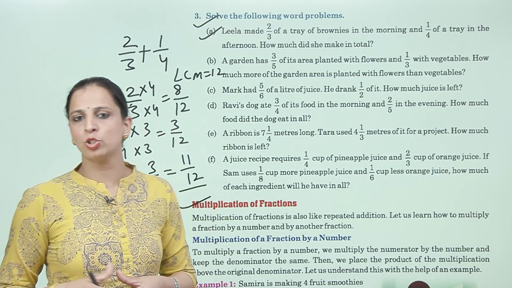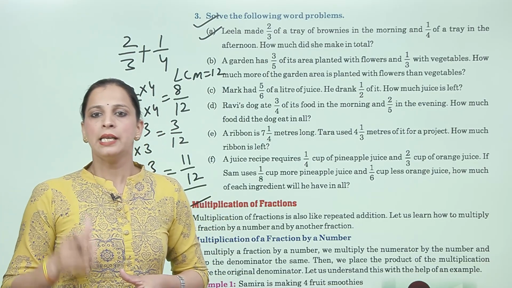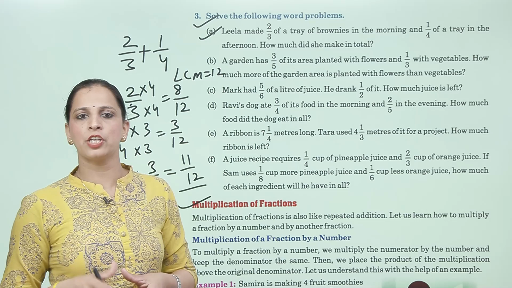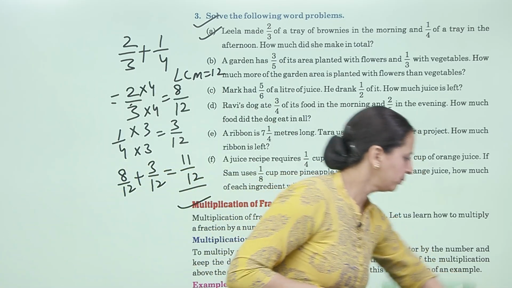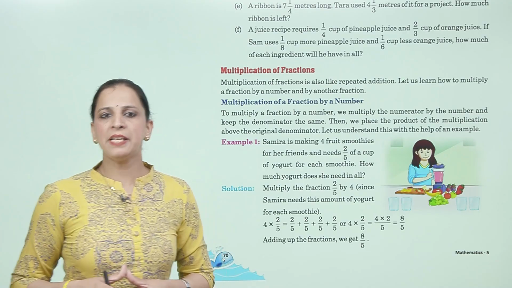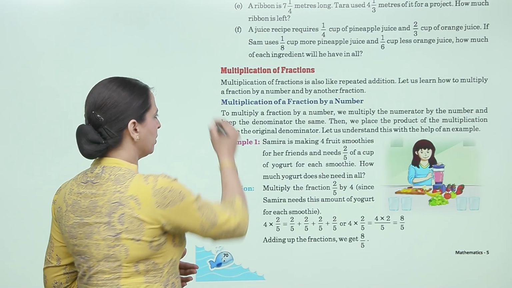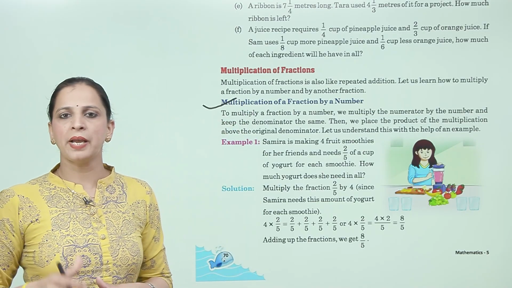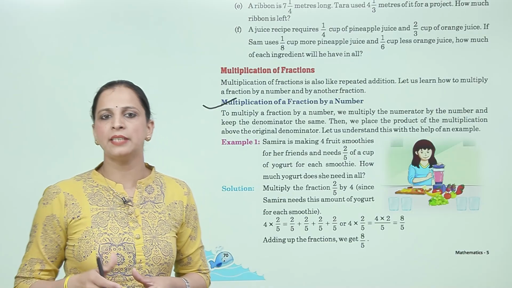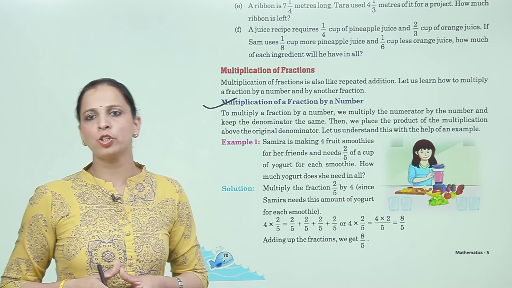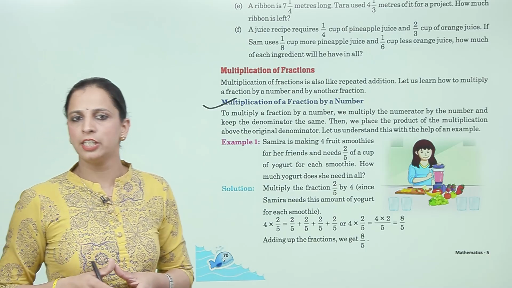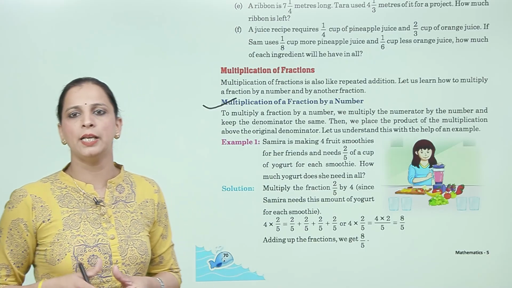Multiplication of fraction is also like repeated addition. Let us learn how to multiply a fraction by a number and by another fraction. Multiplication of a fraction by a number. To multiply a fraction by a number, we multiply the numerator by the number and keep the denominator the same. Then we place the product of the multiplication above the original denominator. Let us understand this with the help of an example.